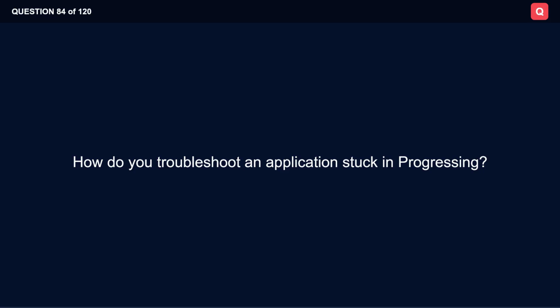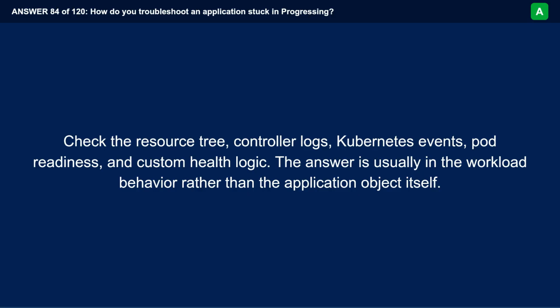How do you troubleshoot an application stuck in progressing? Check the resource tree, controller logs, Kubernetes events, pod readiness, and custom health logic. The answer is usually in the workload behavior rather than the application object itself.